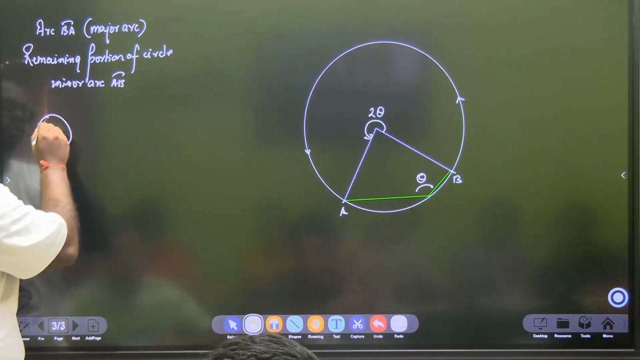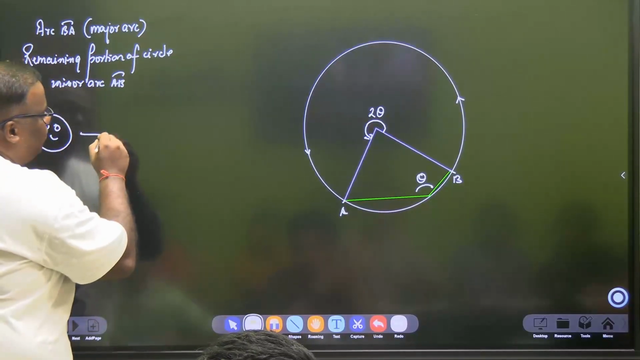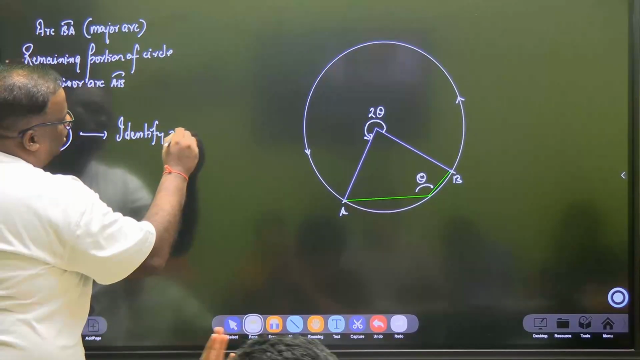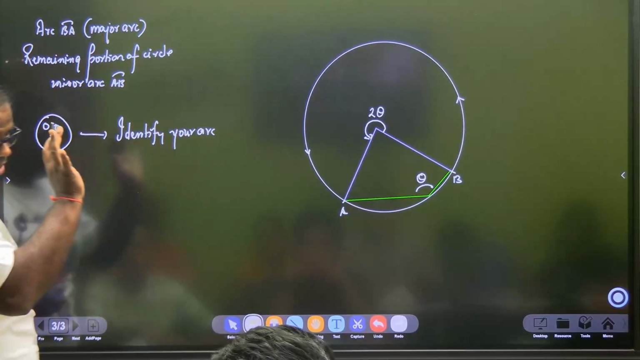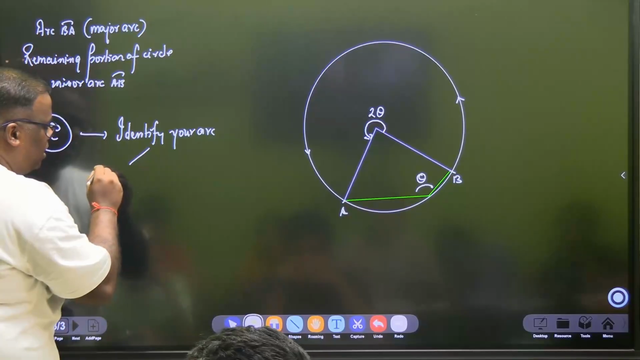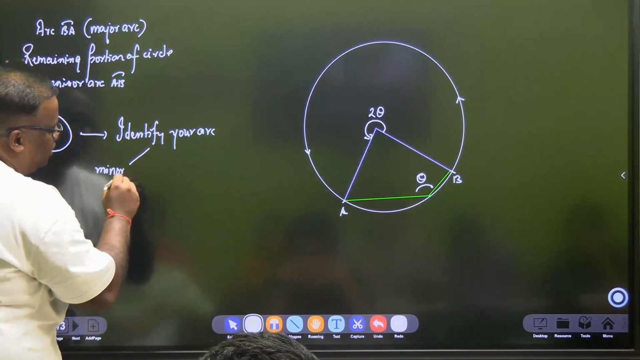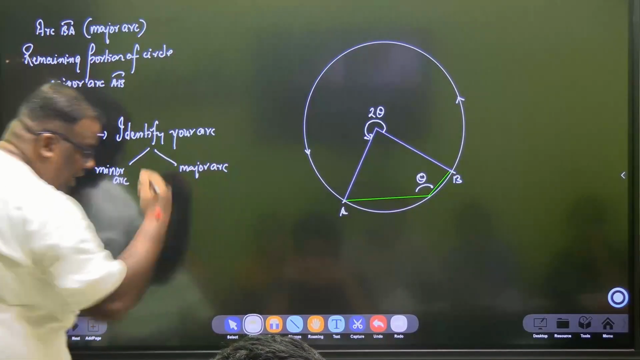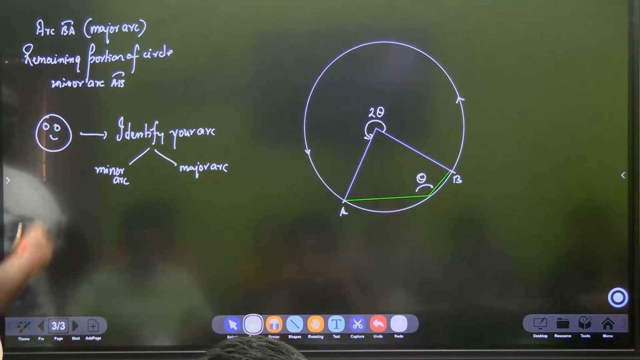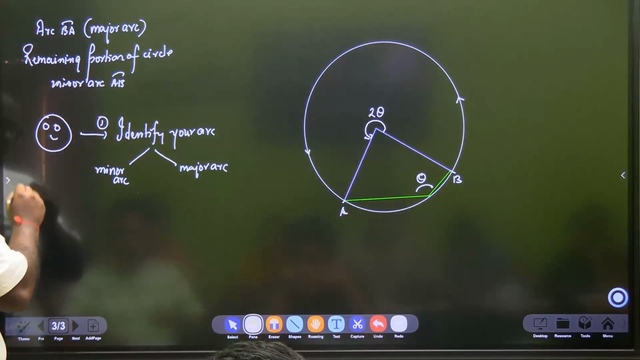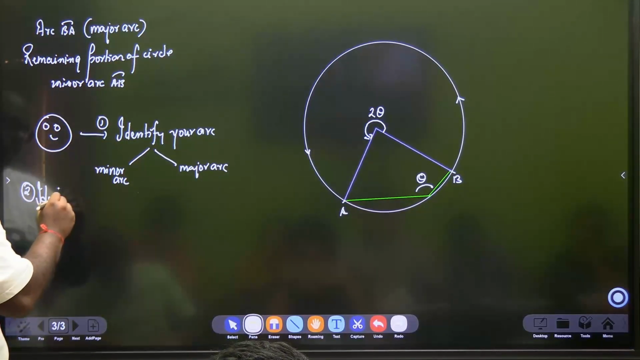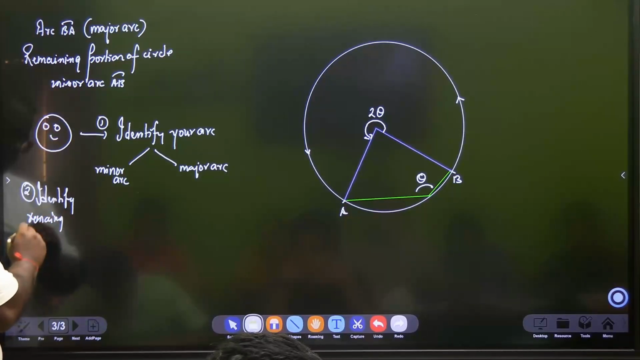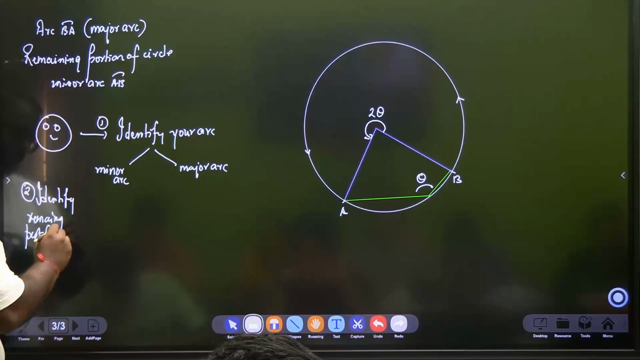So how you should actually approach this theorem? In this theorem, first you should always identify your arc. देखो कैसे, step wise. Your arc can be minor arc or your arc can be major arc. आपका स्कूल आपको ऐसे बताएगा ही नहीं, इसीलिए आप कंफ्यूज होते. This is your first step. Then your second step will be identify remaining portion, remaining part of circle.